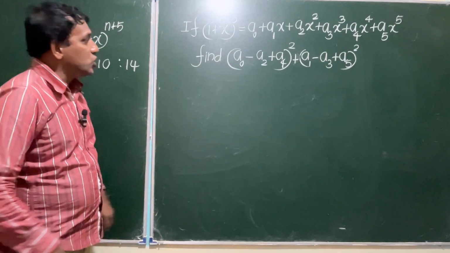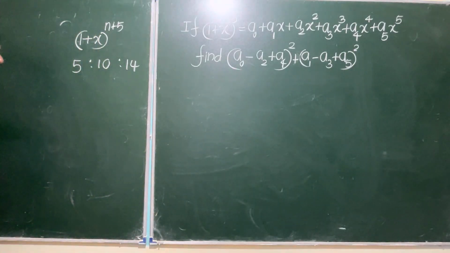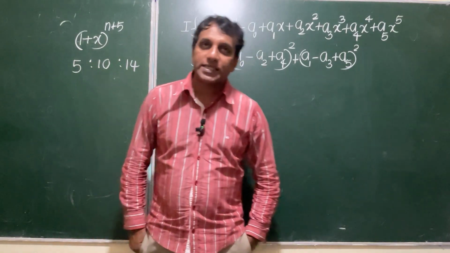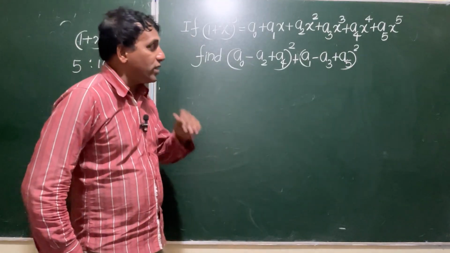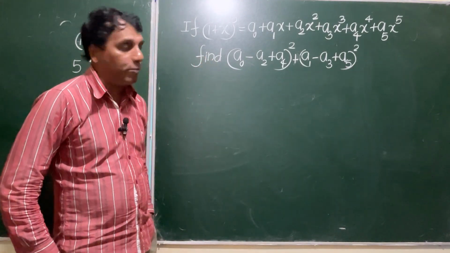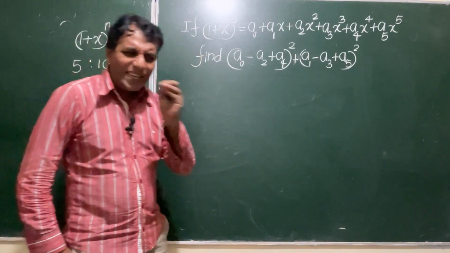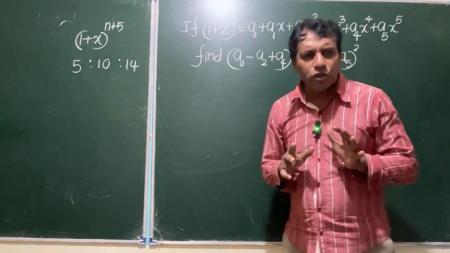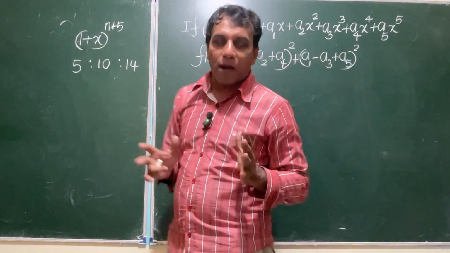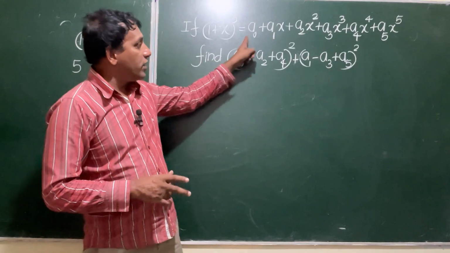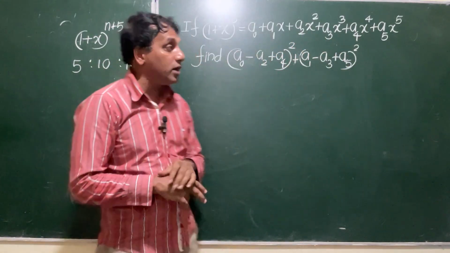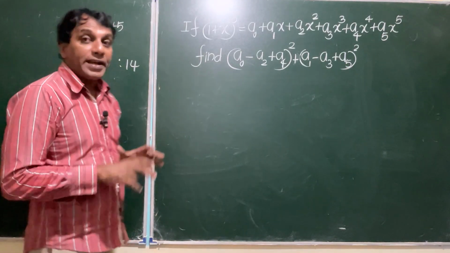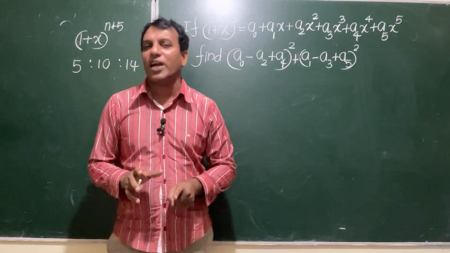Okay, a nice algebra question: (1 plus x) to the power 5 equals a naught plus a1x plus a2x square plus a3x cube and so on up to a5x to the power 5. You know, this type of question we call the binomial theorem. When you expand power 5, there are 6 terms: a0, a1, a2, a3, a4, a5 are constant numbers, we call coefficients, right?